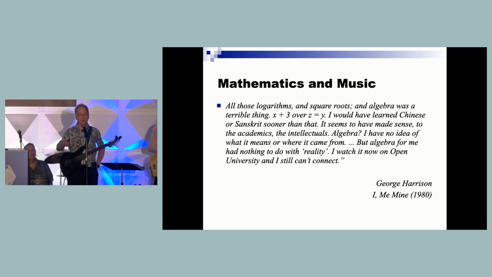So I'm going to give you a little bit of explanation here. This is from George Harrison's autobiography, I Me Mine. He wrote, all those logarithms and square roots, and algebra was a terrible thing. X plus 3 over z equals y. So you can see there's real math problems here if he's forming a fraction with z equals y in the bottom. I would have learned Chinese or Sanskrit sooner than that.